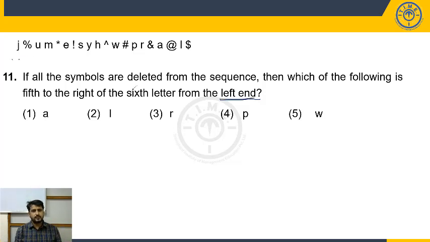We should start counting from the left hand. First, we have to identify the sixth letter. 1, 2, 3, 4, 5, 6. That is Y. Now with respect to Y, what do we have to find? Fifth right. With respect to Y, fifth right will be this side, right side. 1, 2, 3, 4, 5. That is A. Choice 1.